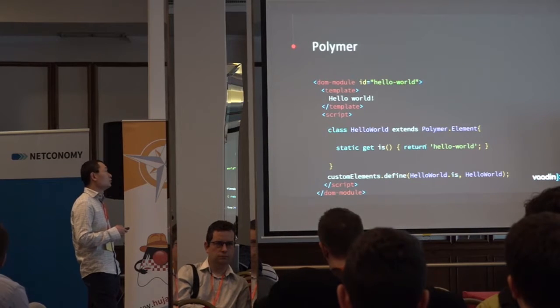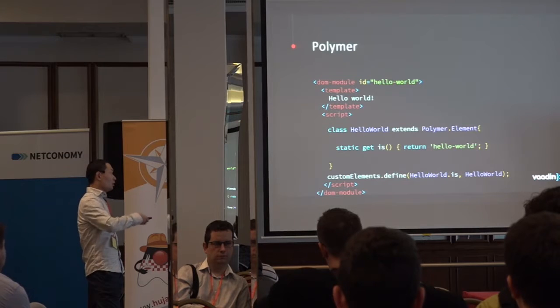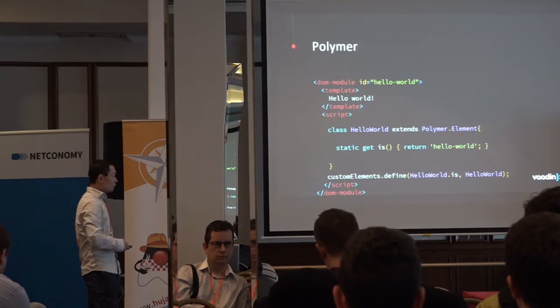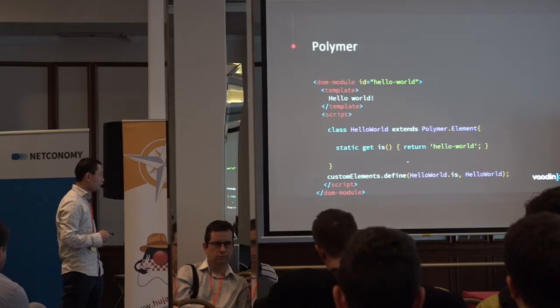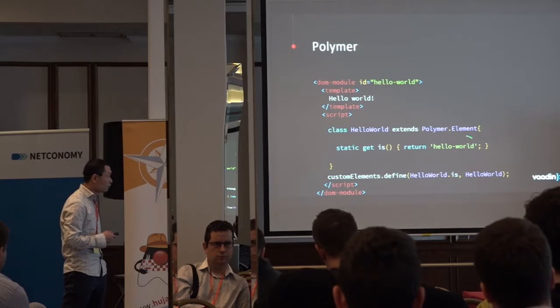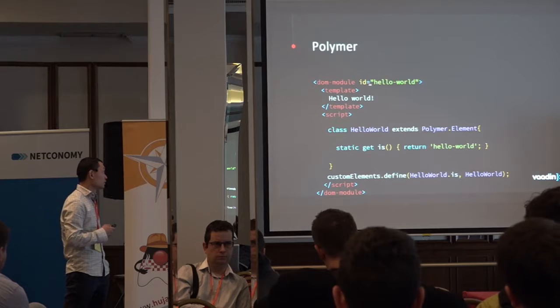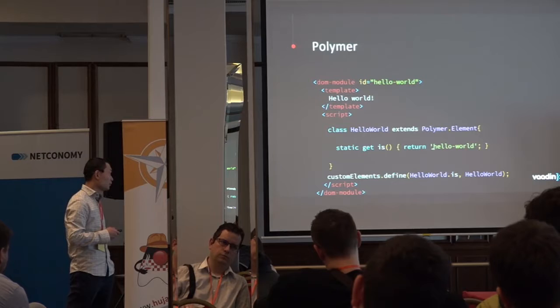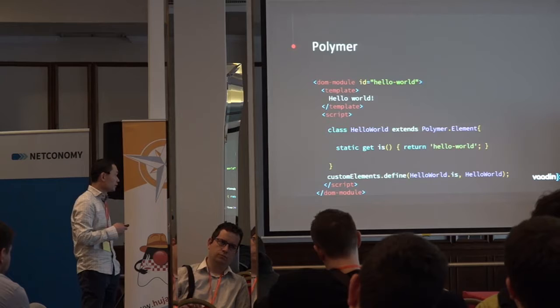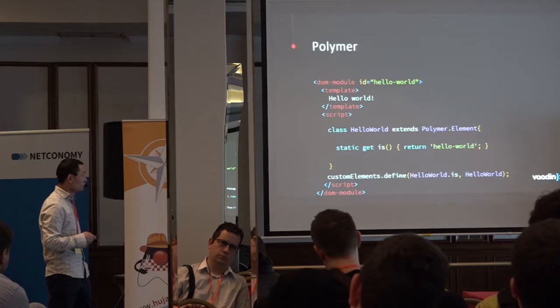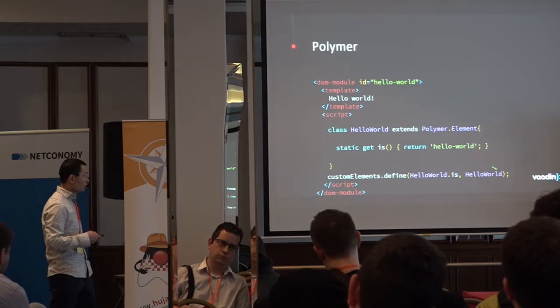So Polymer is internally doing something for you, so you don't need to do all those things which you saw in the previous slide. And then inside there, just provide a getter method called is, and inside there again you return this hello world, which is the tag name. So this ID of DOM module and the return value from the is getter should match. They should always be the same. And after that, you define this hello world by this getter and this hello world class.